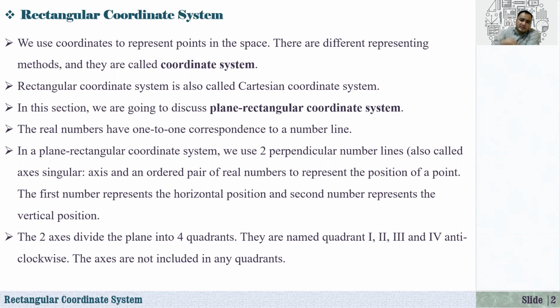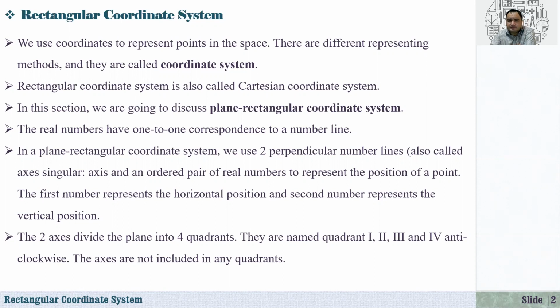We call this a coordinate system because if you do not introduce any reference points or lines, we cannot determine the position of any point in a very clear way. The rectangular coordinate system is also called the Cartesian coordinate system. In this section, we are going to discuss the plane rectangular coordinate system.